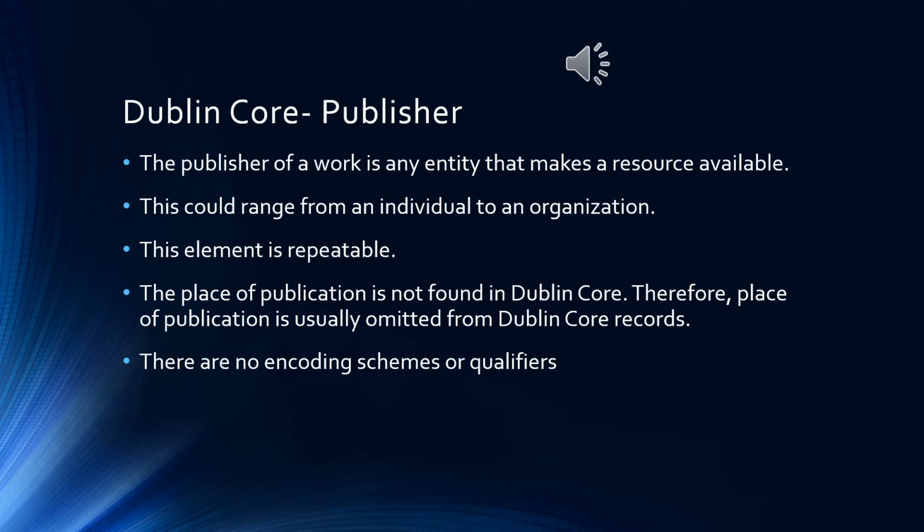The publisher can be anyone from an individual who publishes their own works onto the internet, such as my own collection of digital photographs published to Flickr, to a traditional publishing house. The Dublin Core publisher element does not have a location of the publisher in it. It is omitted in most Dublin Core records. There also are no encoding schemes or qualifiers.